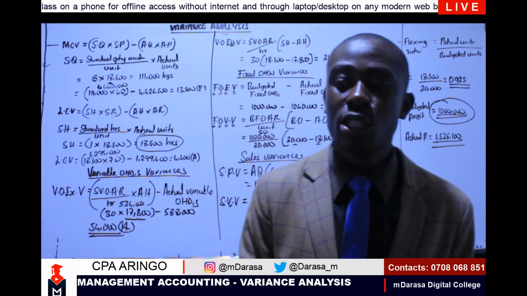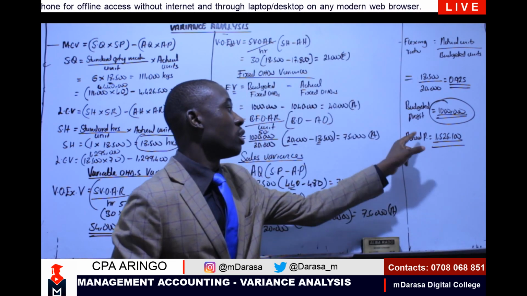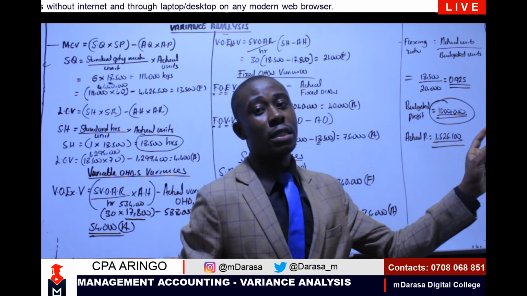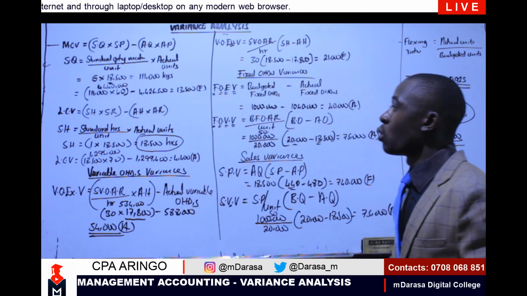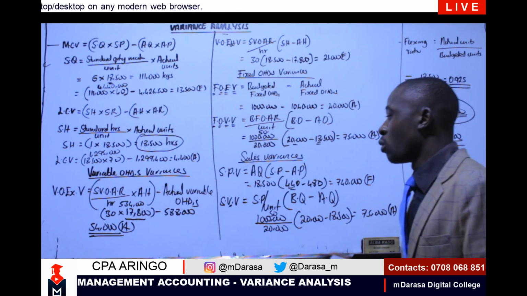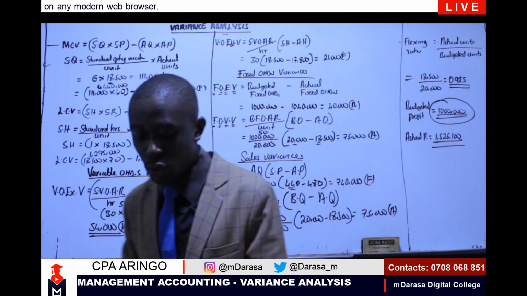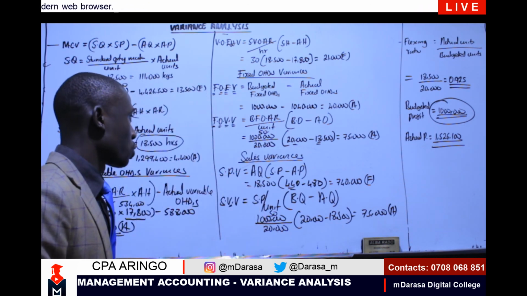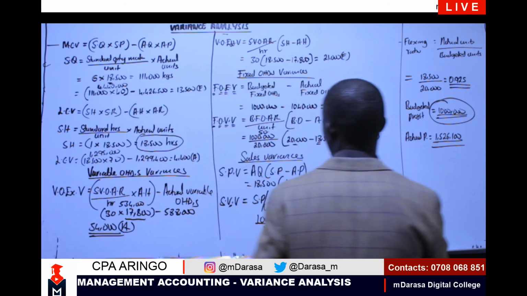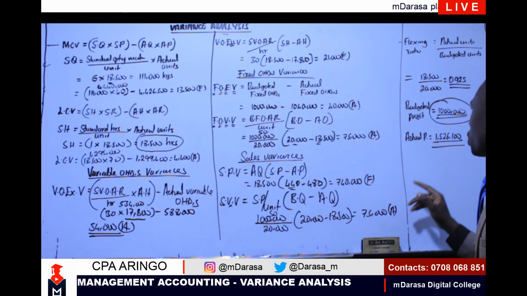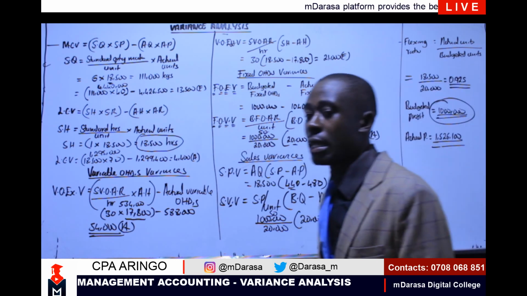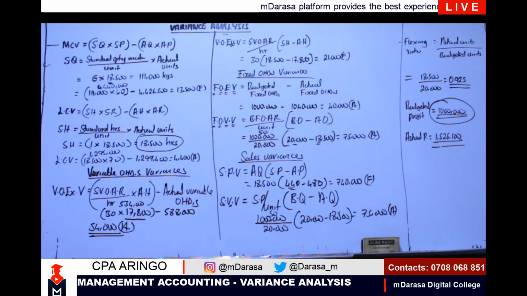And remember, our key agenda was to do what? To do the reconciliation. To do the reconciliation of the two profits, that is budgeted profit and the actual profit. And we are going to do this reconciliation using what? Using the variances that we have computed. And this is the next step. We are going to do our reconciliations. So allow me, we can erase here. We use this space to do our reconciliation, having in mind that we need to reconcile the two profits.